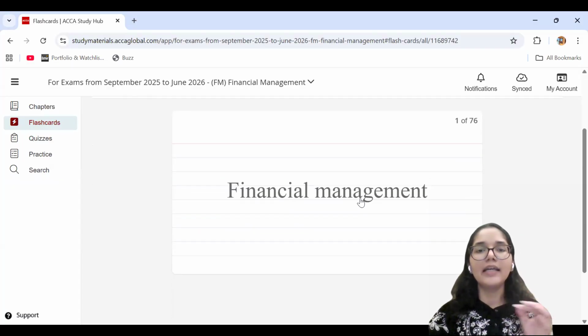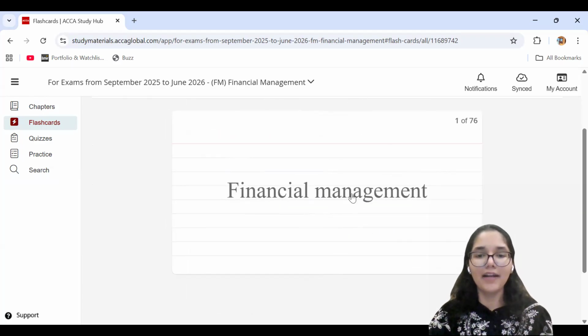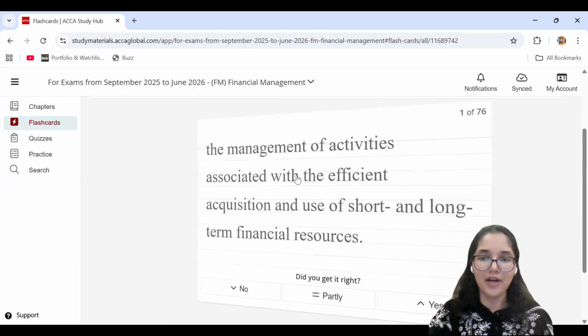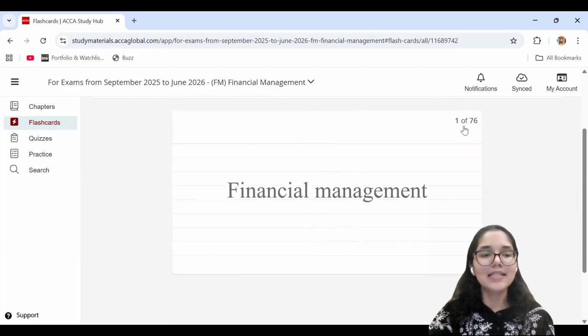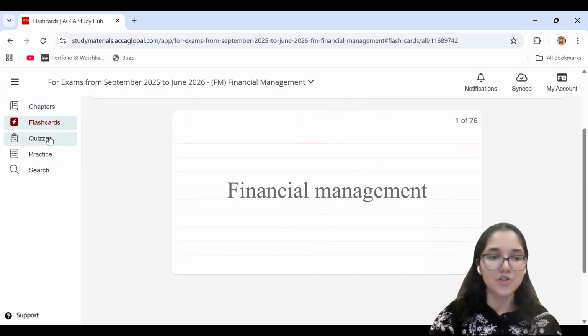So here the key concepts are given along with their definitions. So this is the word financial management. This is the definition of financial management. So you have 76 flashcards, which, if you are in a revision mode of the paper, can be useful for you for the revision part of it.